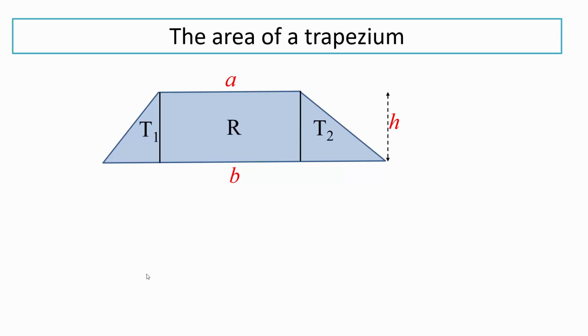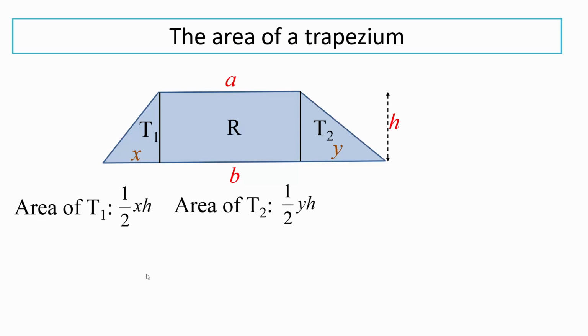Now we can divide that trapezium shape into three basic shapes: a triangle T1, a rectangle, and another triangle T2. Let's work out the area of each of those three shapes. And just to help us, let's call the base of triangle T1 X and the base of triangle T2 Y. So the area of triangle T1 is a half base times height, in other words a half XH. The area of triangle T2 is a half YH, and the area of the rectangle is AH.